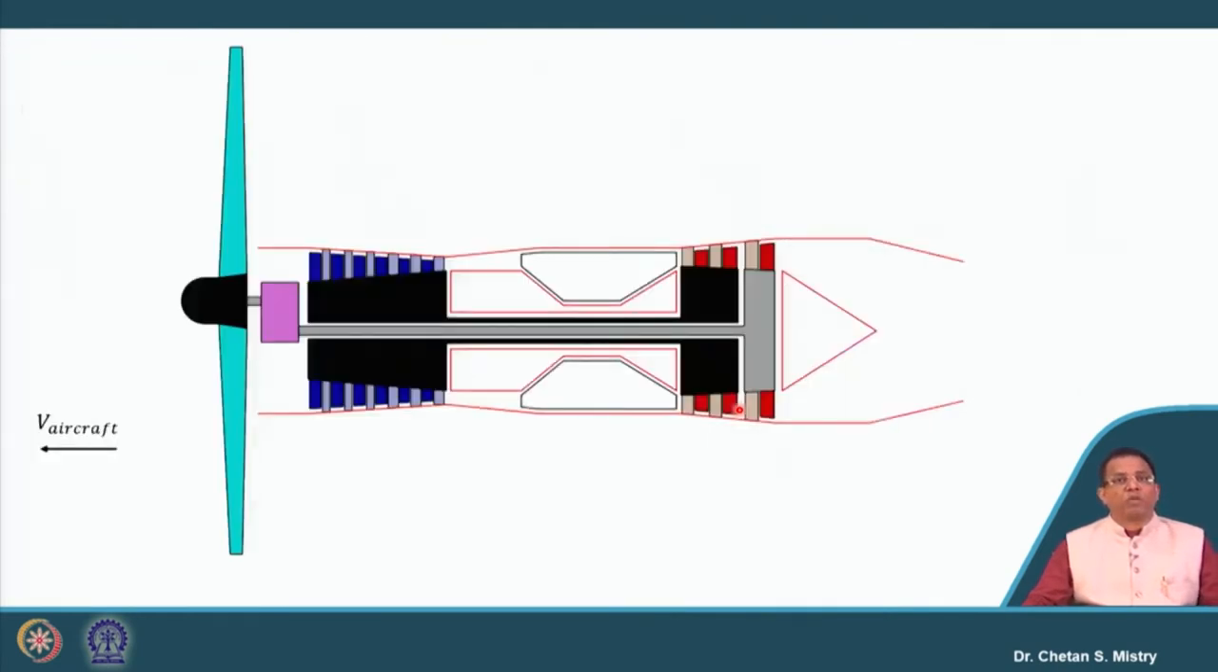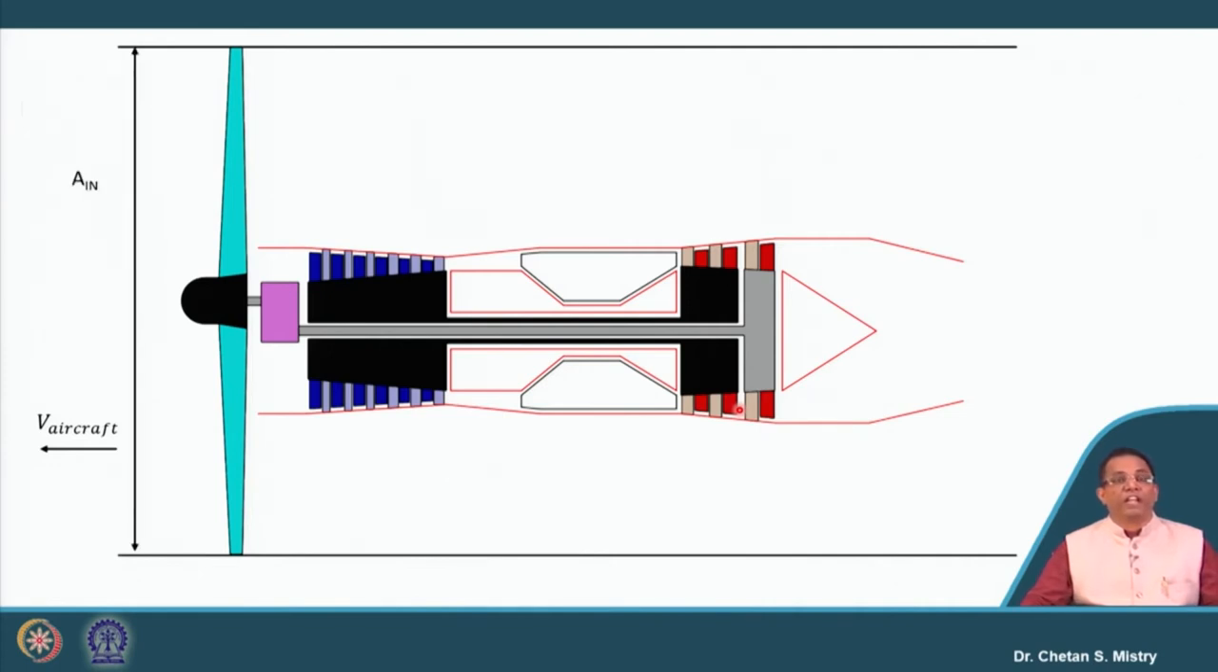Now let's discuss some other approach. Here we have a single spool turboprop engine. Suppose I consider it has an inlet area A in and an exit area A exit. Similarly, this engine is fitted to an aircraft moving with velocity V aircraft, so the air that is ingested inside has velocity V in. Suppose I consider the mass flow rate as m dot in, and our inlet pressure is given by P in, the atmospheric pressure at whatever altitude it is flying.